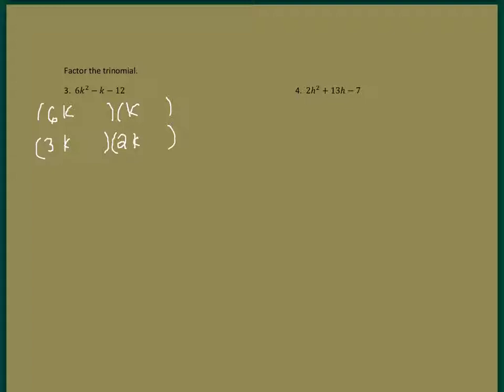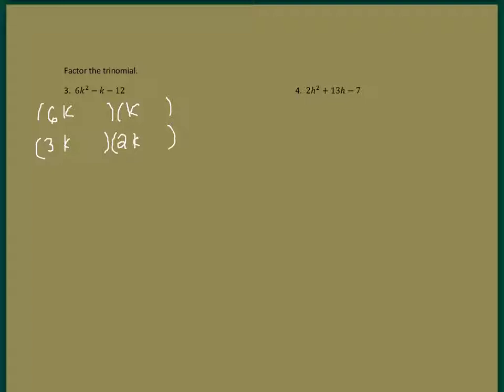Alright, hopefully you guys pressed pause. So, this one, I have to do 6 times negative 12. A times c is negative 72. And it has to add to negative 1. So I'm going to need something that multiplies to negative 72 and adds to negative 1. So what if I divided it by 8? I get negative 9. Well, that would work. So we need negative 9 and positive 8.